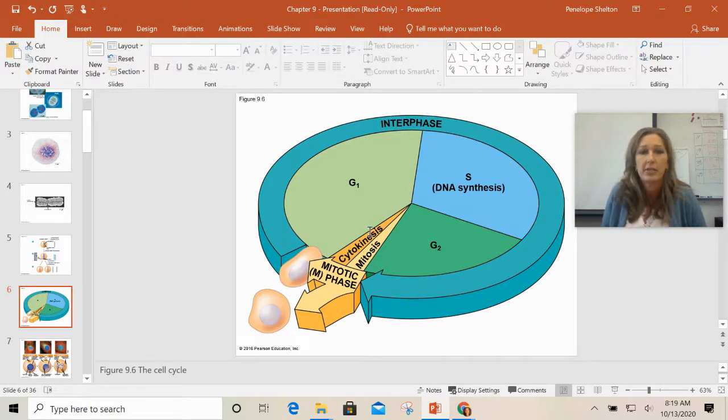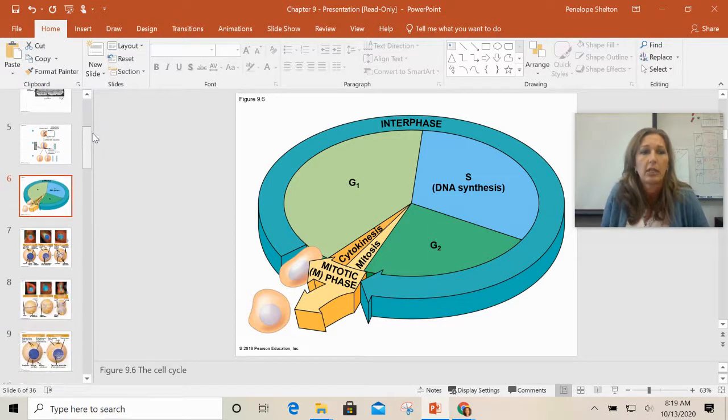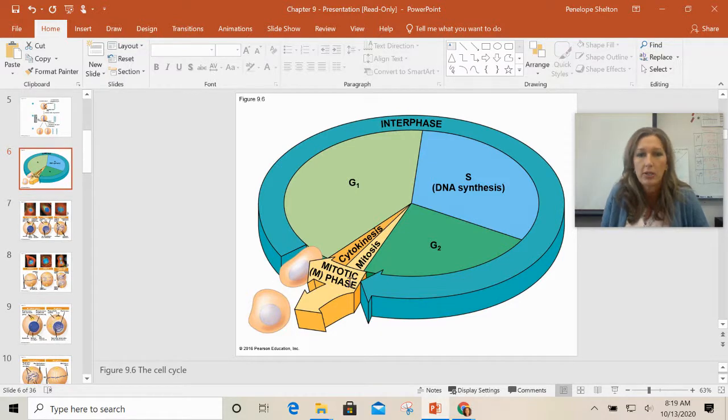So after mitosis, then I'm going to have cytokinesis. It actually kind of overlaps when cytokinesis begins. And we also need to make sure we're understanding cytokinesis in a plant cell versus an animal cell and getting those differences down. Now, let's talk about mitosis a little more in detail. Let's talk about the steps of mitosis.